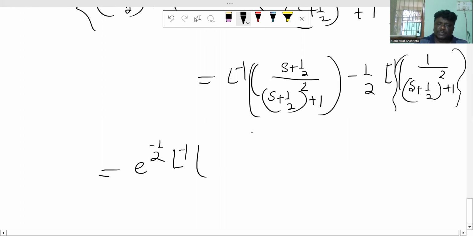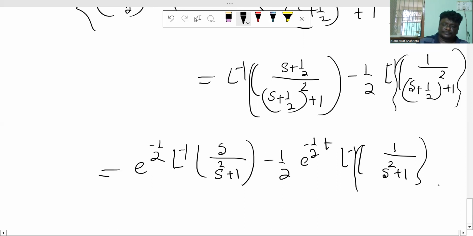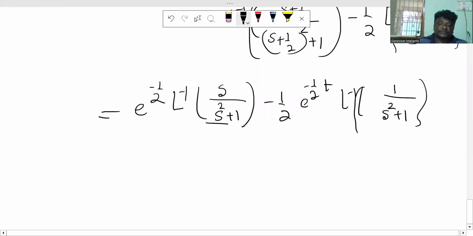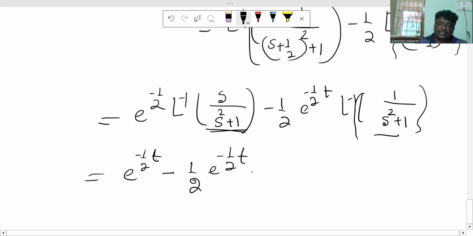So what is the remaining part? L inverse of s divided by s square plus 1. Same thing also, e to the power -half t बाहर में ले जाते हैं. तो इनवर्स ऑफ इसका आ जाएगा 1 by कितना आएगा? s स्क्वायर प्लस 1. राइट. तो जस्ट यू कैन चेक हियर. ये किसका लाप्लेस है? cos t और sin t. So this is your answer: e to the -1/2 t cos t minus 1/2 e to the -1/2 t sin t. So this is your answer for the inverse Laplace function.